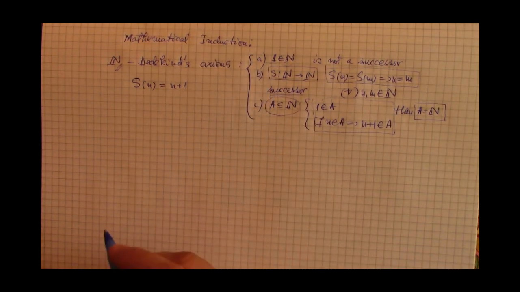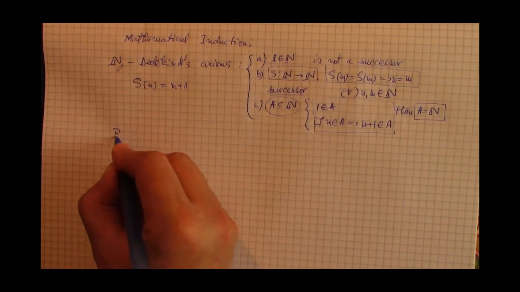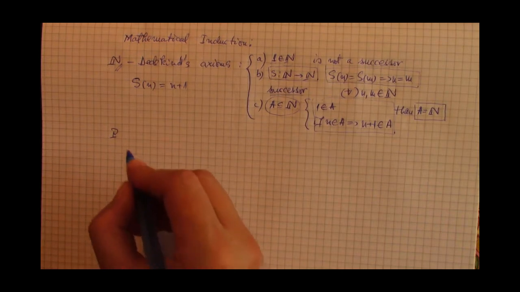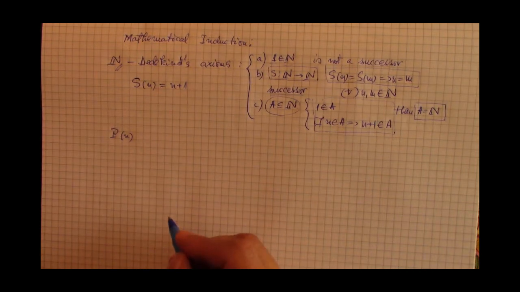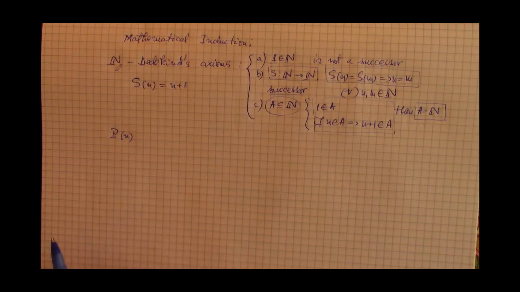All right, so in order to do so, let's assume that P is a sentence. Okay, and this sentence depends on the set of natural numbers. Okay, so what does that mean? It means that we can associate a truth value, true or false, to P of 1, P of 2, P of 3, and so on.